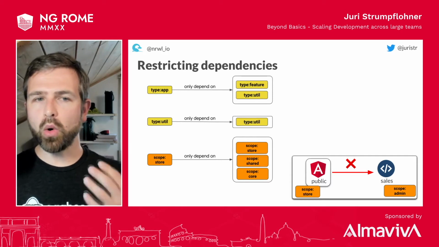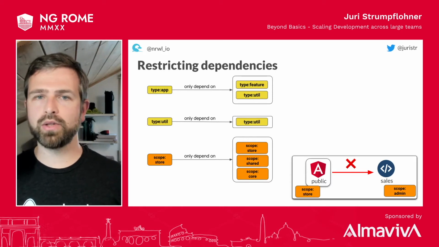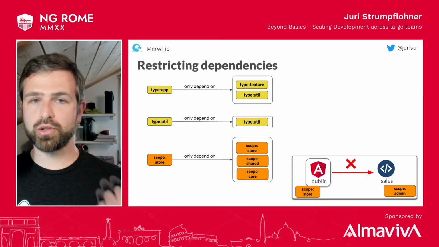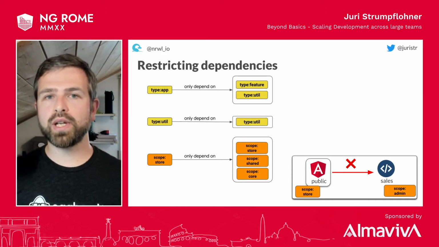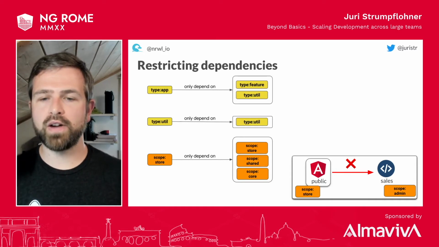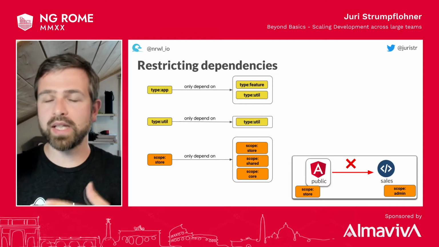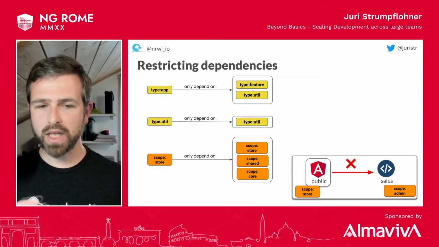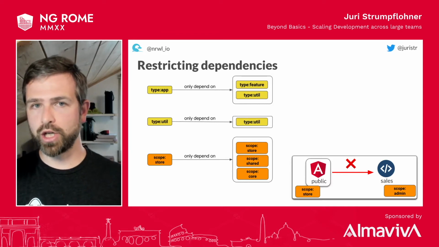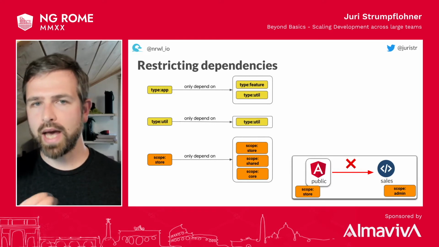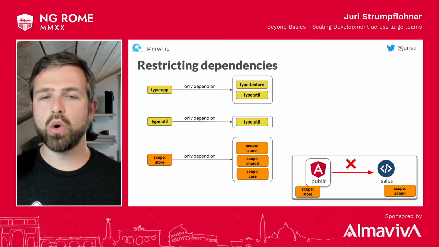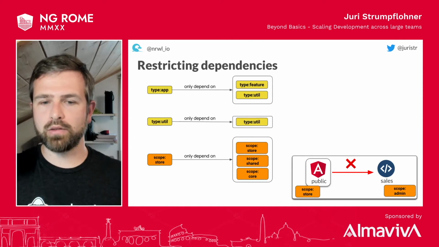Now, the whole point here is that once you do that, you usually get an error on your CI pipeline. And at that point, you can look into it and verify whether this is a legit dependency and then decide how to proceed. Either extract those parts which are shared into, again, a shared library, add the scope shared, and then it would work again, or just not depend on it and refactor it.